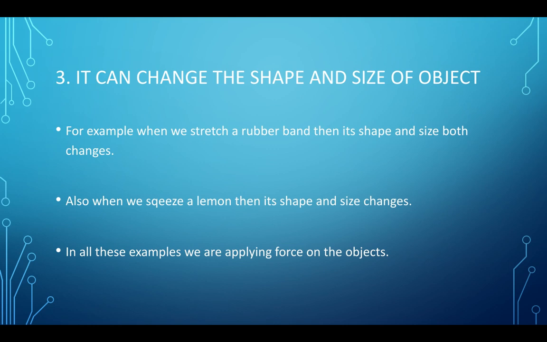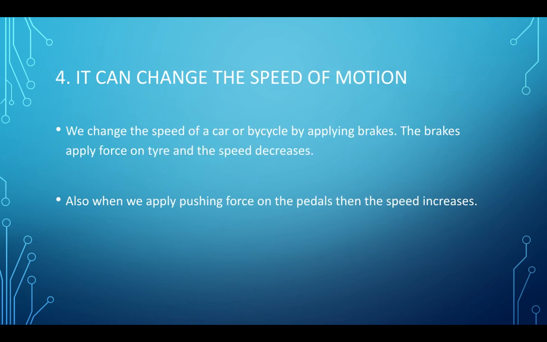So as we all know that squeezing a lemon changes its shape. And it's the same with the rubber band also, so it can change the shape and size of the object. And not all the objects have shapes that can be changed. We cannot change the shape of an iron almirah. However, we can do it by a machine, but we cannot do it by hand. So it can change the shape and size, and we can change the speed of the motion as well.